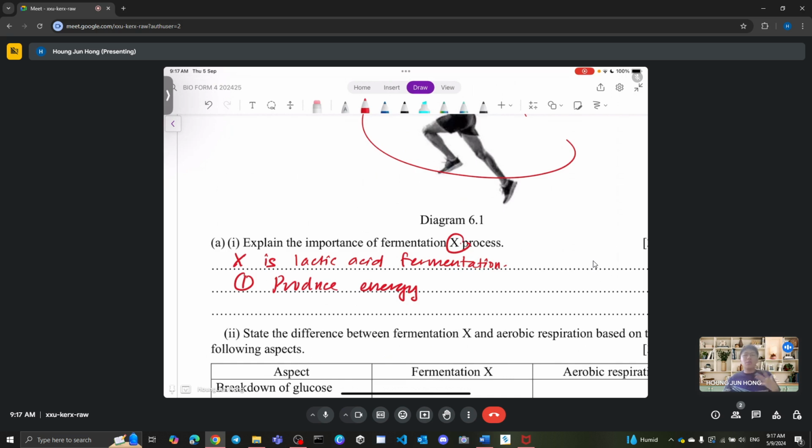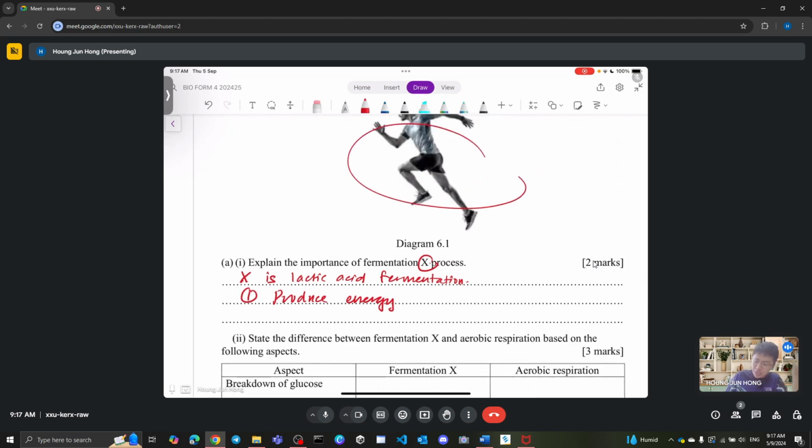And more importantly, what is so special about fermentation? If you remember, why don't we do aerobic respiration? Why do we do something with lesser energy? Yes, because this is actually for us to overcome the situation under lack of oxygen. So this is to overcome oxygen limited condition. Okay, so that's it for question 1.